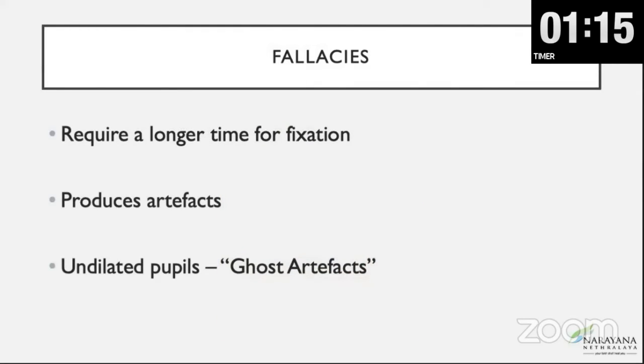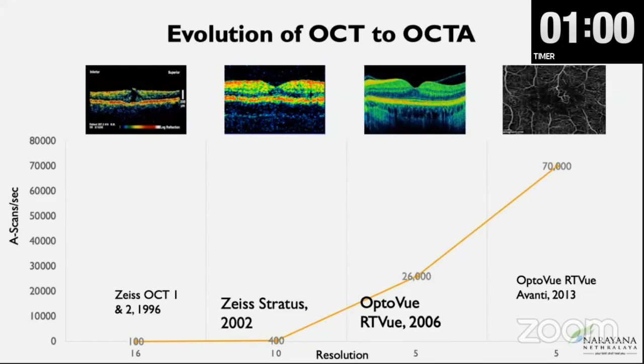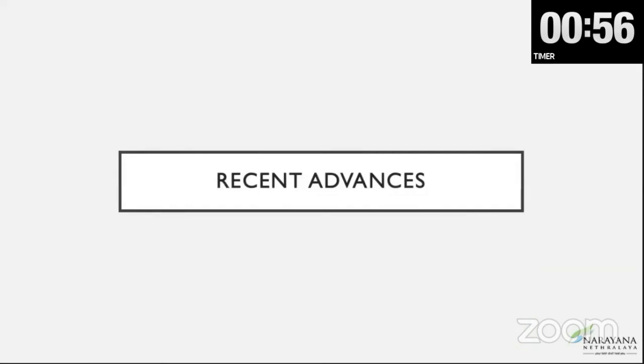Now, some of the limitations are it does take a longer time to fixate, artifacts again, and sometimes we get something called ghost artifacts with smaller pupils. Now, going on to OCTA, we've seen a rapid evolution, and we're very, very happy. Is OCTA actually required? Yes, we do use OCTA in our day-to-day practice. We have seen good evolution. There are different machines using different algorithms.